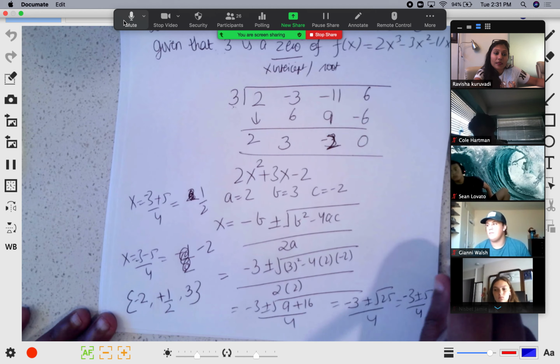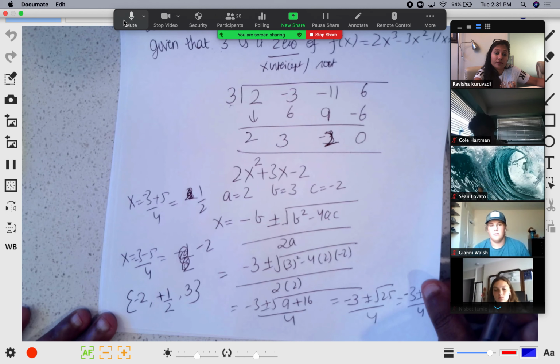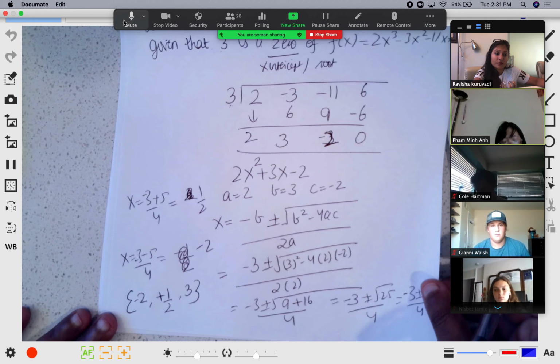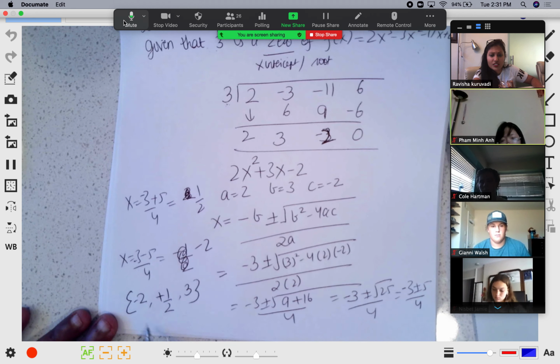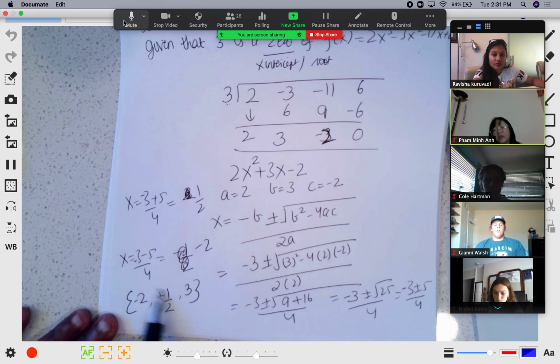Any doubt with factor theorem? Why isn't 3 first? You can write it in any order, it does not matter how you write it. Oh, okay. Thank you for the answers.